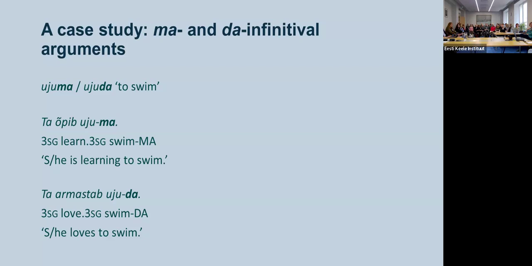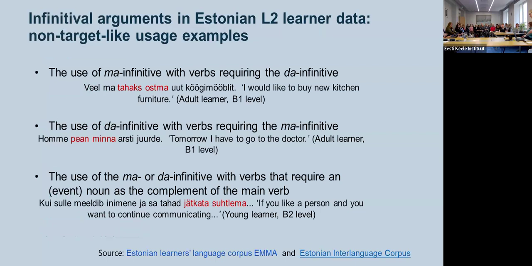as in, for instance, Topi Pujuma. She's learning to swim, with the ma infinitive, and ta armastab ujuda. She loves to swim, with the da infinitive. So yes, learners of course have difficulties in combining the right infinitives with the right verbs.